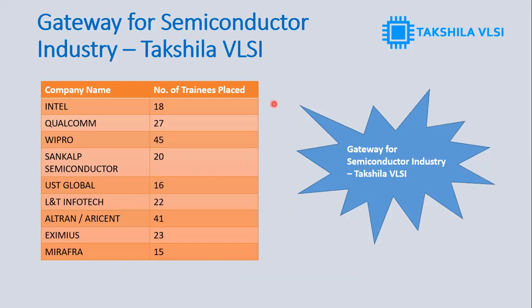So this is a table of the number of students placed, or the trainees who got placed. So these are the numbers: 18 got placed in Intel, 27 Qualcomm, 45 Wipro, Sankalp 20, UST Global 16, L&T Infotech 22, Harrison Electron 41, Eximus 23, Minafra 15.